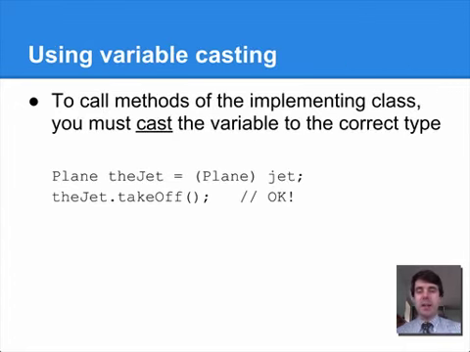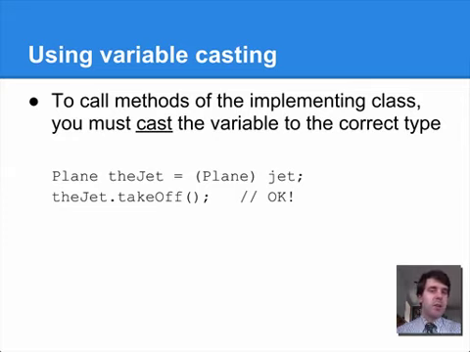And in fact, in that situation, if we wanted to call those plane methods that only belong to the class plane, we have to convert that variable to a plane object. And you can see how to do that here. We would create another variable, this time of type plane, and then we would convert jet to type plane by putting plane in parentheses. That's called casting.